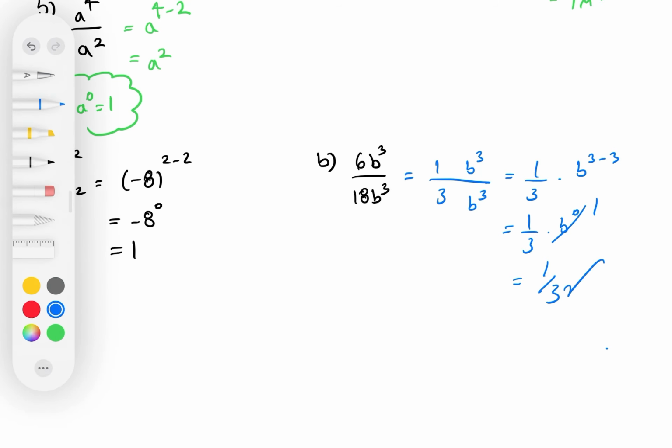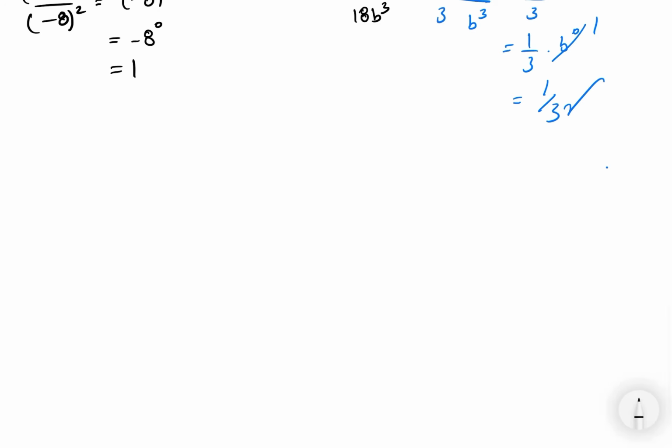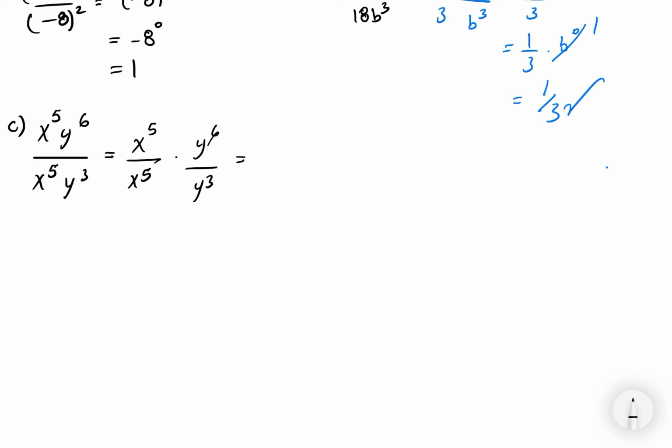All right. Now, let's go ahead and do some more examples on this. For example, let's say they give you x to the power of 5 times y to the power of 6 over x to the power of 5 times y to the power of 3. Now for this one, similarly, you can write them separately like x to the power of 5 over x to the power of 5 times y to the power of 6 over y to the power of 3. And then you have to subtract their powers according to the rule.